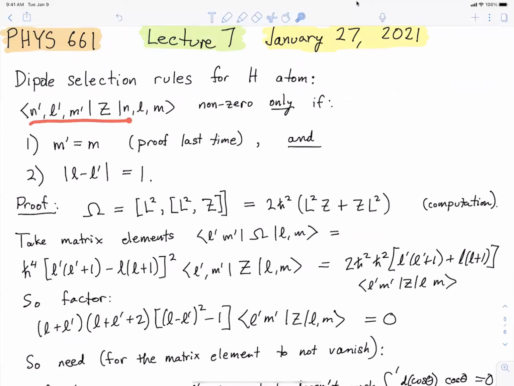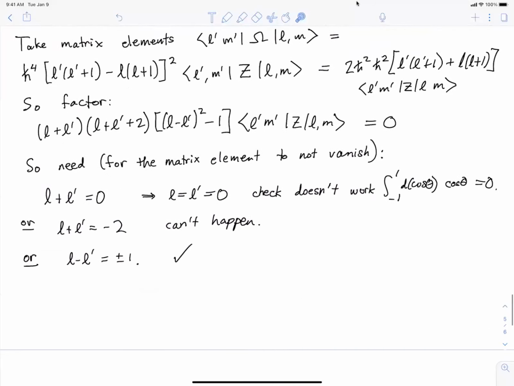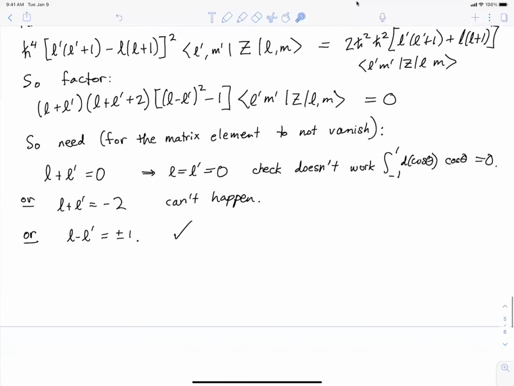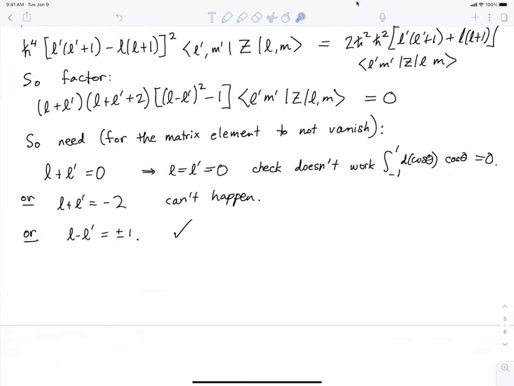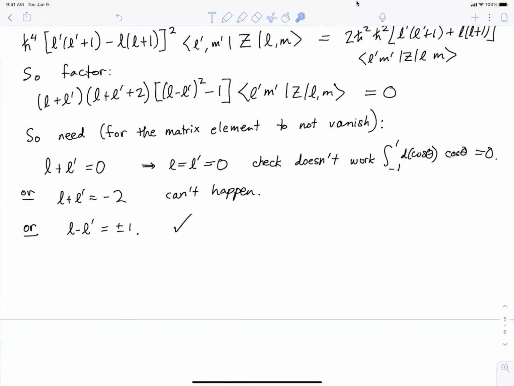Whenever we see this, we can know that to compute it, these both must be true, that m prime is equal to m, otherwise it's 0, and this, otherwise it's 0. And for the homework that will be due a week from tomorrow, you will get to use these dipole selection rules to dramatically reduce the labor that you would otherwise have to do in order to compute some matrix elements that'll be demanded of you on that homework.